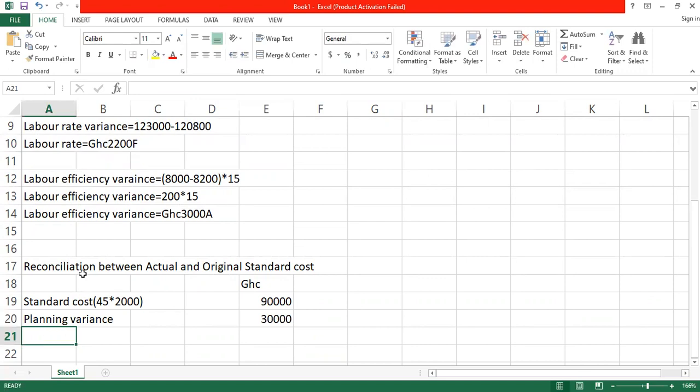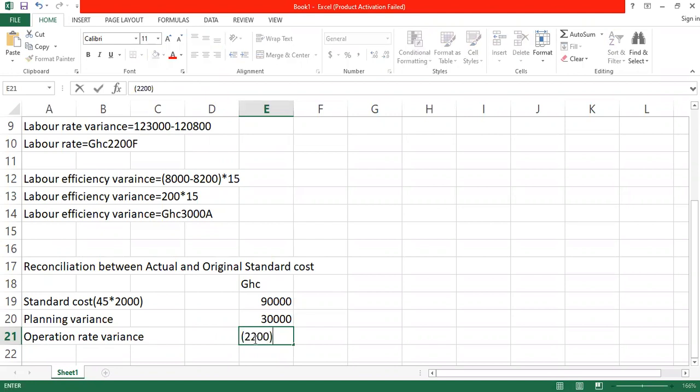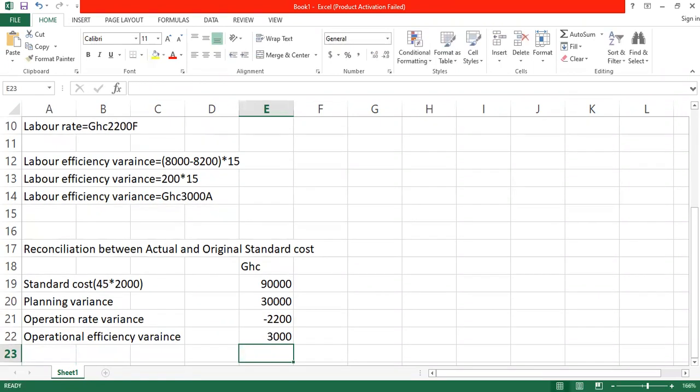The next one that we calculated was the operational variance for labor rate. Was that adverse or favorable? Favorable. So we net it against the cost: 2,200. Then the last one that we calculated was operational efficiency variance. That was adverse, right? Yes, 3,000. So let's put them together and see whether we can get the actual labor cost.